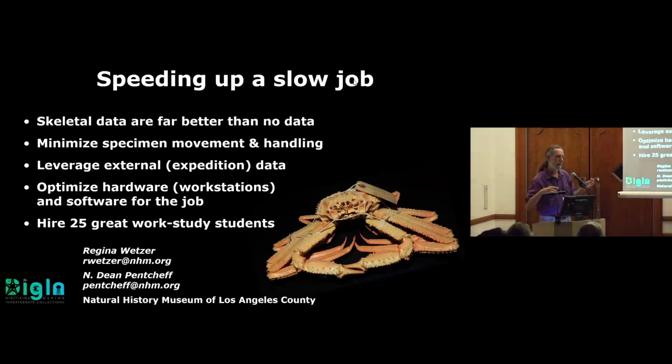So wrapping up, again, it became more of a mindset thing than reality of being collections management people. Skeletal data are better than no data. Working on minimizing physical action to maximize speed. Leveraging of external data. So on those labels that have all the expedition data there and a station number, we ignore the expedition data. We just get the station number. Optimizing hardware and software can work wonders because then you are doing things as efficiently as possible for the particular use case you've got. And also hire 25 great people to do this. We have 25 work study students working at a time on this project. So thanks.